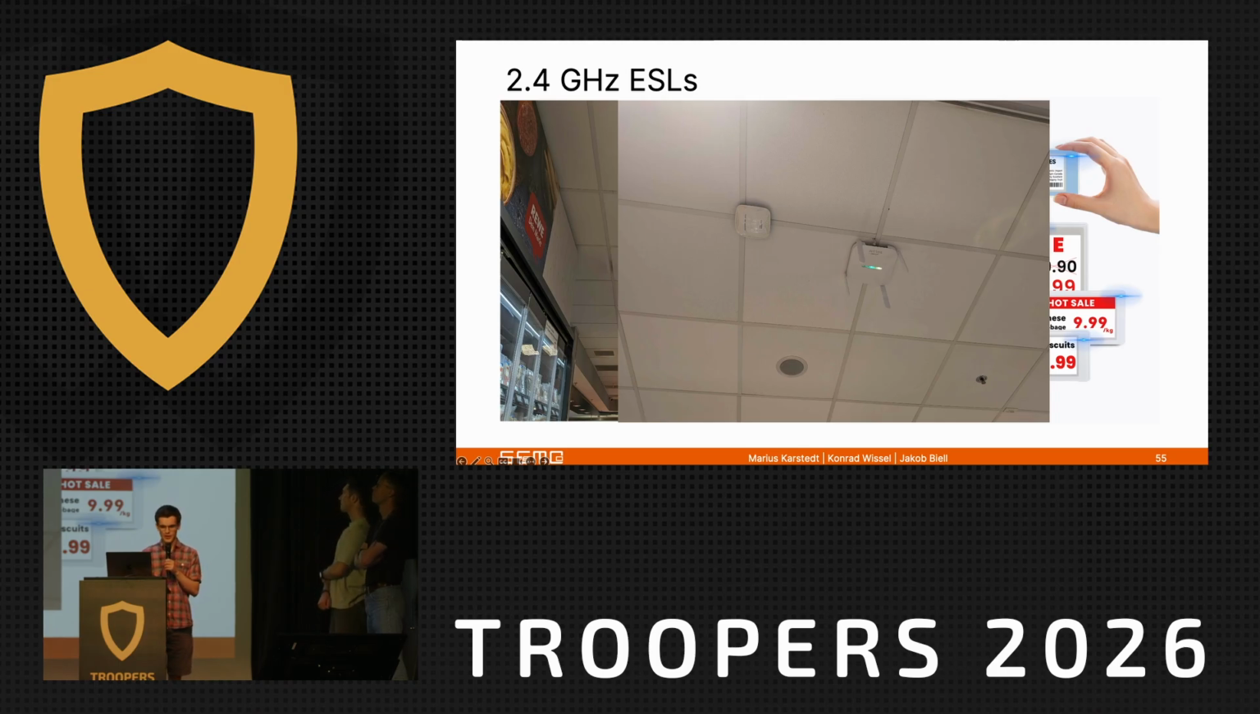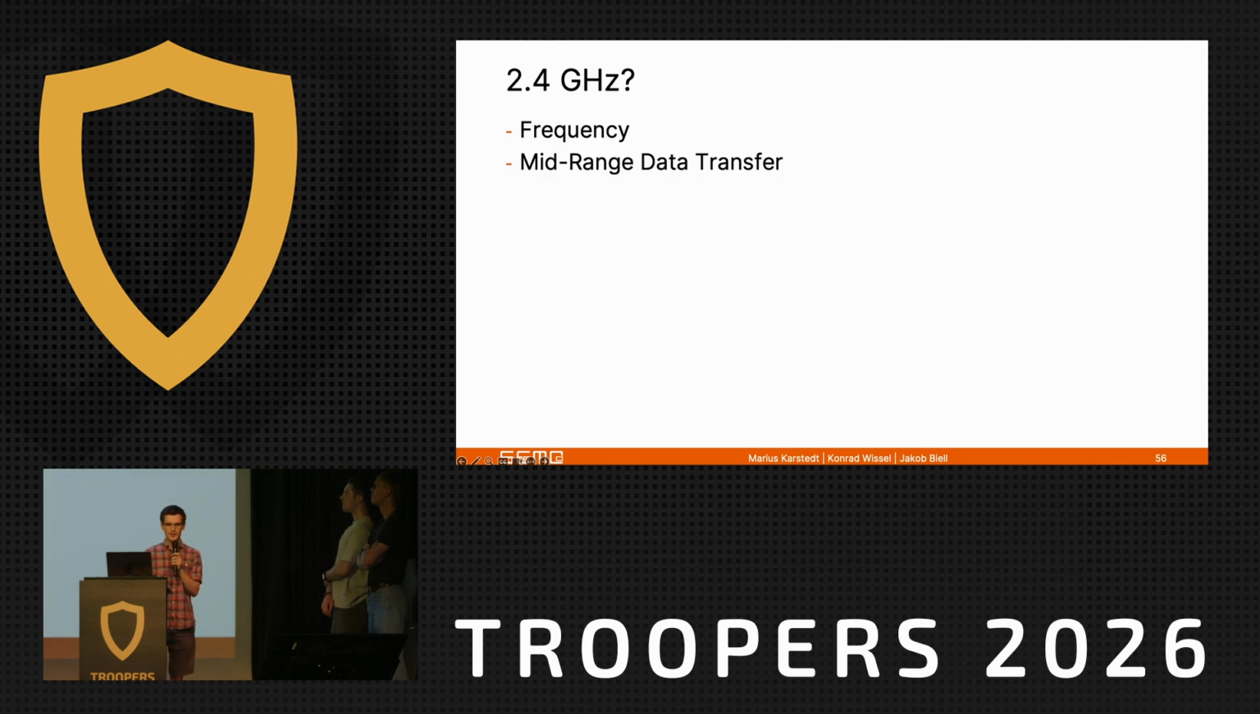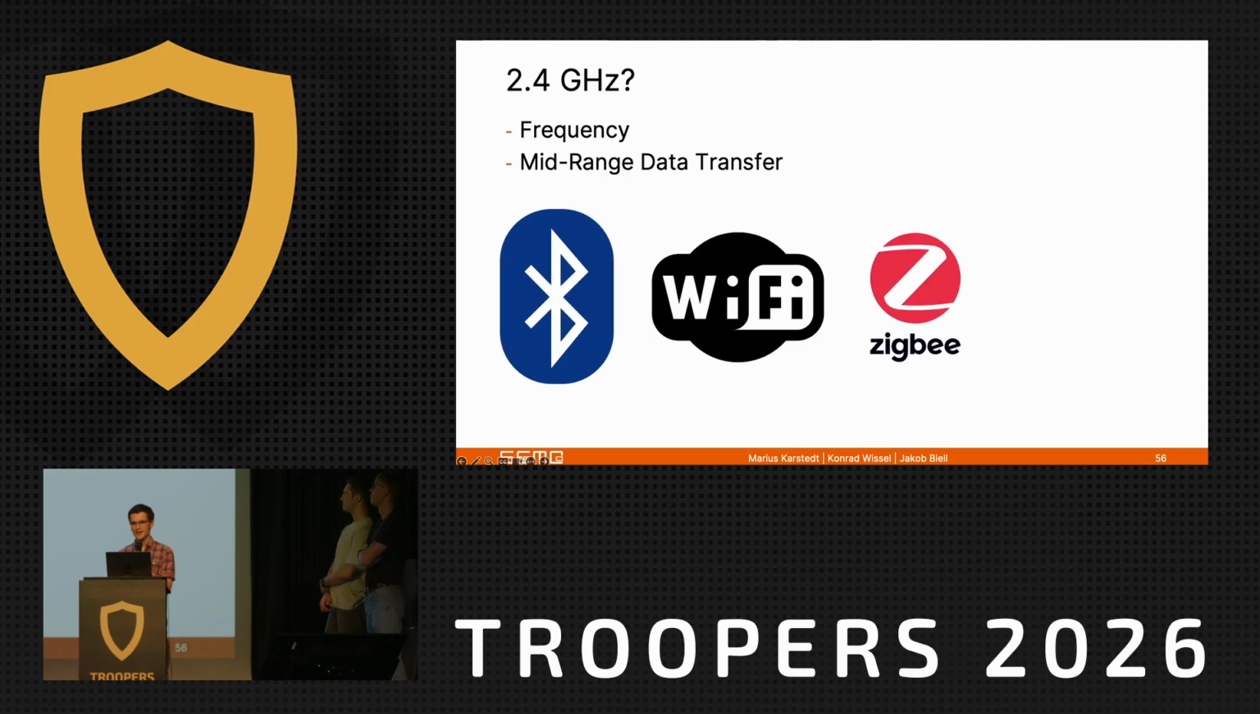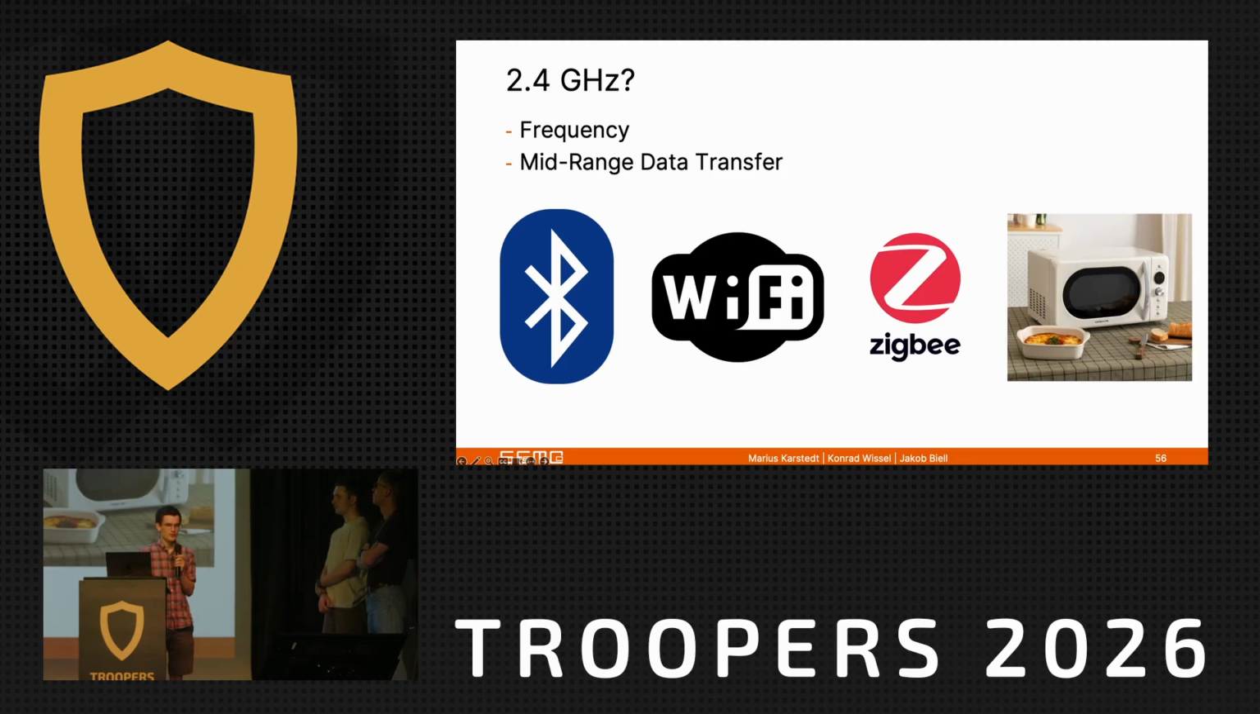Now, the big question is, what does this 2.4 gigahertz even mean? Generally, 2.4 gigahertz is just a frequency that is often used for mid-range protocols like Bluetooth, Wi-Fi, Zigbee, but it could also be a microwave. Microwaves also use 2.4 gigahertz. So the question is, what do people actually mean when they say 2.4 gigahertz with their ESL tags?